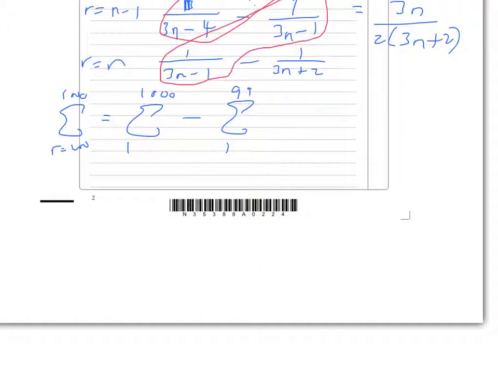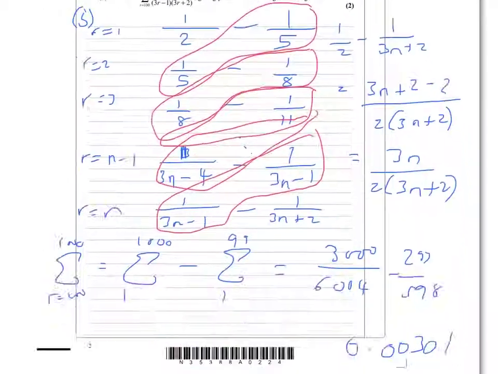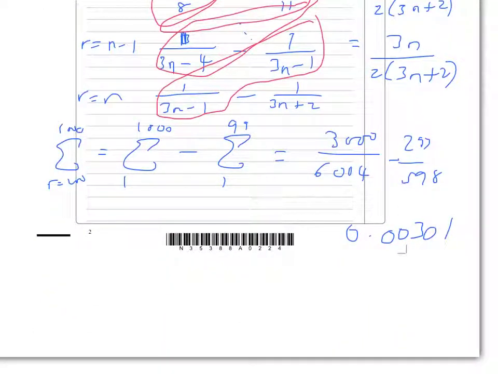So quickly on a calculator, I'll just type this in. That equals 3000 over 6004 minus 297 over 598, and that gives us 0.00301. Just see what degree of accuracy they want, if anything. 3 significant figures, so that should do.